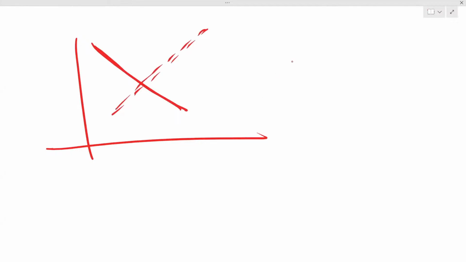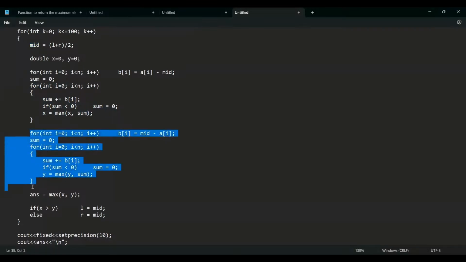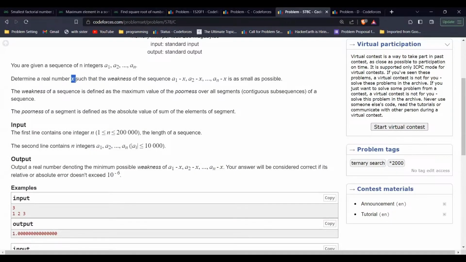And what is the algorithm's name if you want to find the maximum subarray sum? Kadane's algorithm. Yes. So this is Kadane's algorithm, if you remember. So sum plus B of i; if sum is less than 0, make sum 0. Otherwise, x is equal to the maximum of x and sum. So x here is nothing but the value at this mid, and y is at mid 2. One is from this function and the second is from this function. Now I'm taking the answer as the maximum of these two, because in the problem statement, you have to find the real number x such that the weakness of this value of x is minimized.